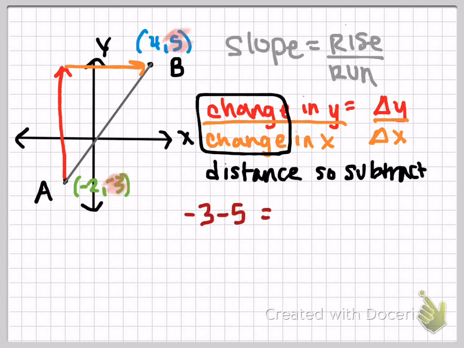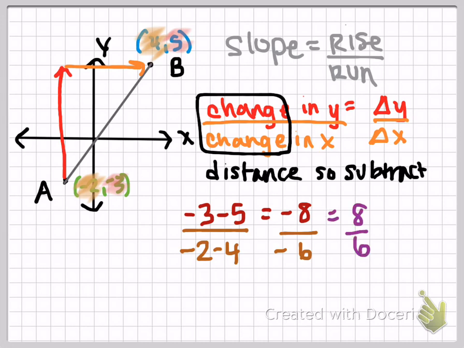We have negative 3 minus 5, which is negative 8. Then we look at the x values, and we have negative 2 minus 4, and we get negative 6. Now negative 8 divided by negative 6 is a positive number, so it's 8 over 6. And then they're both divisible by 2, so I can simplify this a little bit and call it 4/3.